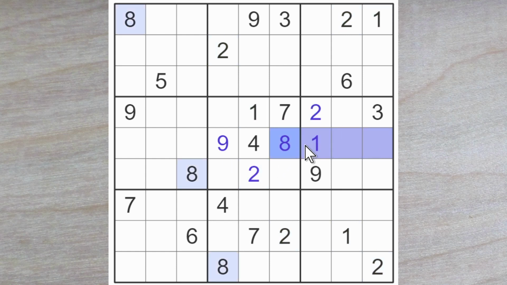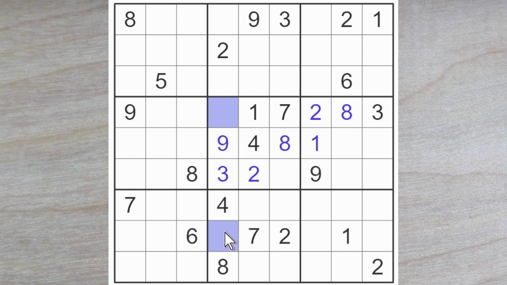Now we have a couple of 8s blocking across, and that forces an 8 to go here. There's a 3 blocking down here and a 3 blocking over, so a 3 must go here. We now have a 7 and a 7 here, and that means that a 7 must go in one of these 2 squares. This 1 and this 1 also means that a 1 must go in these 2 squares. So we have a 1-7 pair up here.